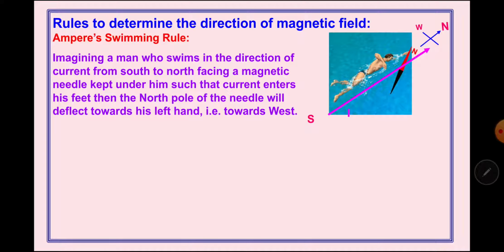So imagine a man who swims in the direction of current from south to north facing a magnetic needle kept under him such that current enters his feet, then north pole of the needle will deflect towards his left hand, that is towards west. That is also known as the snow rule, that is south, north over west. That means if the current goes from south to north and the current carrying conductor is over the needle, then its north will deflect towards west. So that is called as the snow rule.